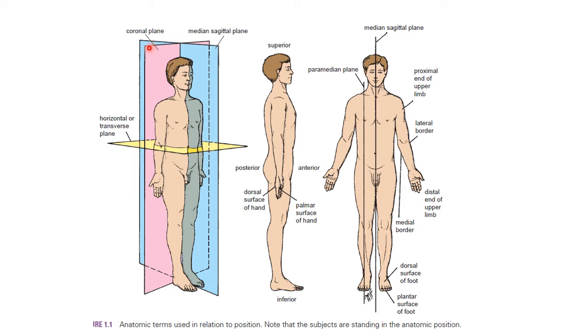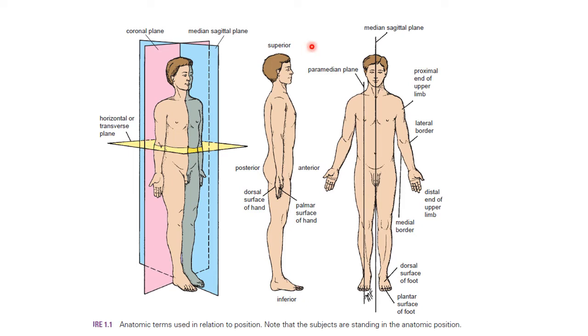Next, we have the coronal plane. If a plane passes longitudinally through this body from the superior to the inferior side so that it divides the body into an anterior half and a posterior half, this pink plane is known as the coronal plane.